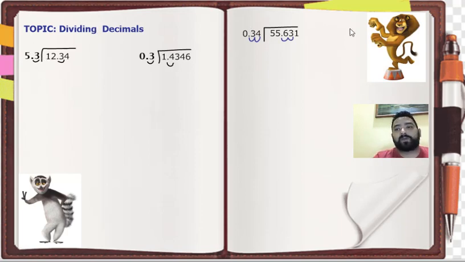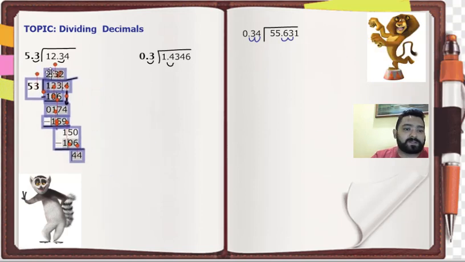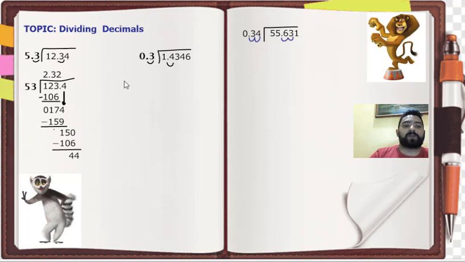I'm going to solve this one and show you how to solve it. For example, in this one, I'm going to explain the answer. As you can see, I convert this 5.3 to a whole number. I move one place, so we have 53, and I move one place here, and now we have 123.4. And then you start a normal division.